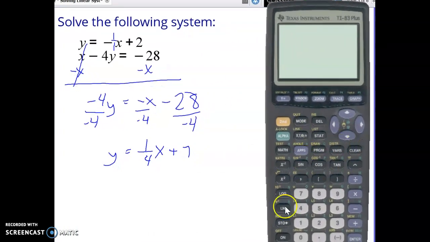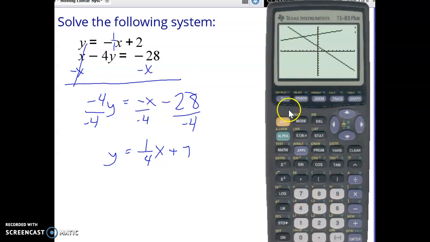Okay, and we would type this in the calculator. Clear out whatever's in there, and type in our 2 equations. So -x plus 2 is the first one, and 1/4 x plus 7 is the second one. Hit graph.